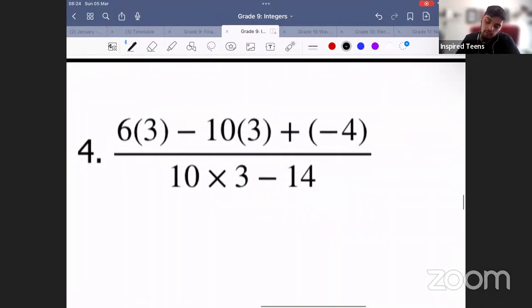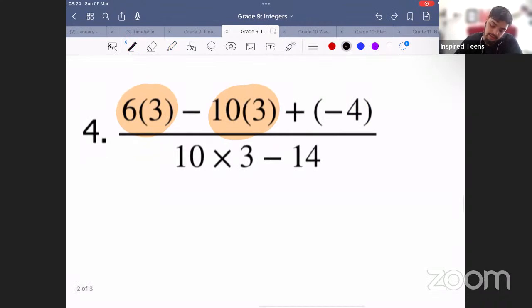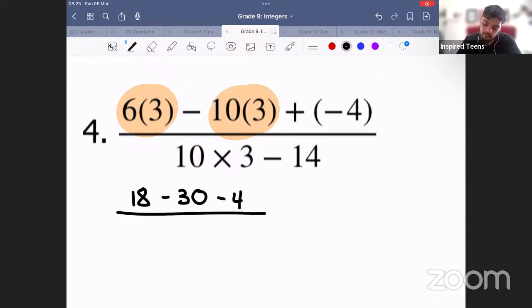All right, on top, I will follow BODMAS, so I'm going to do brackets first. Yes, technically not a bracket. So on top, 6 times 3, positive times a positive, so my answer is going to be positive 18. You don't have to put the plus, so I'm going to ignore it. 18. Now, negative 10 times 3, the answer is going to be negative overall, negative 30. Plus minus 4. Positive and a negative make a negative overall, so it's going to be minus 4.